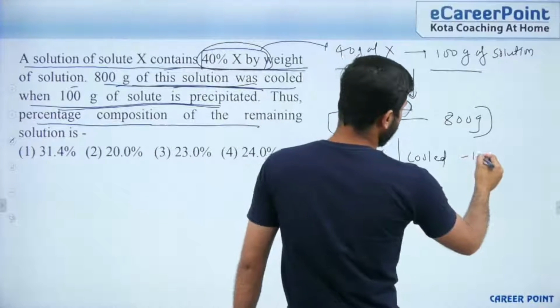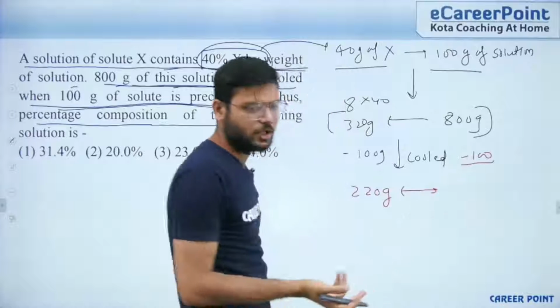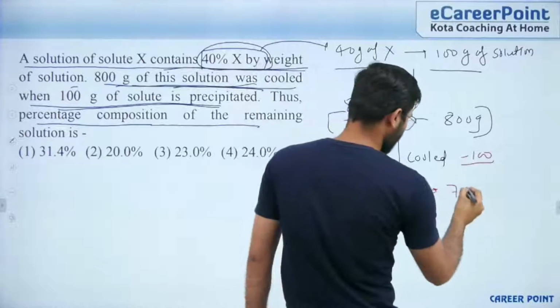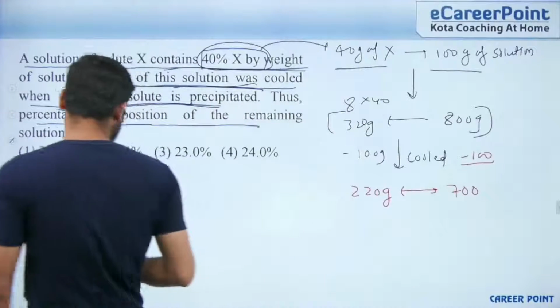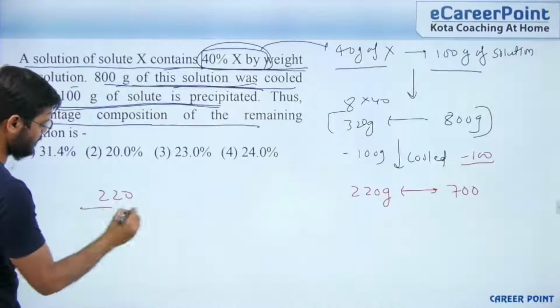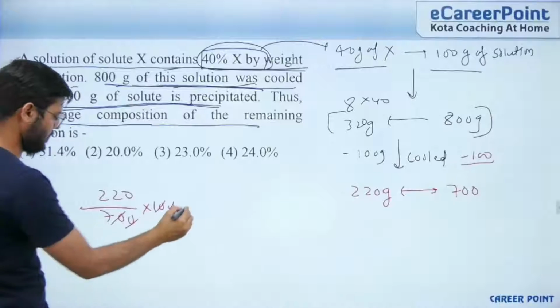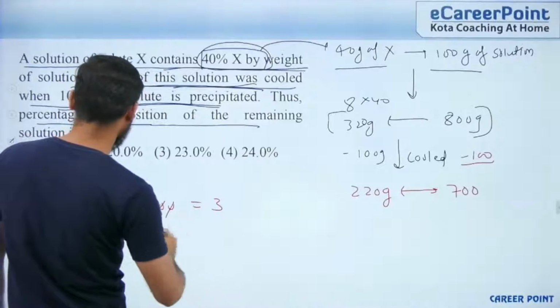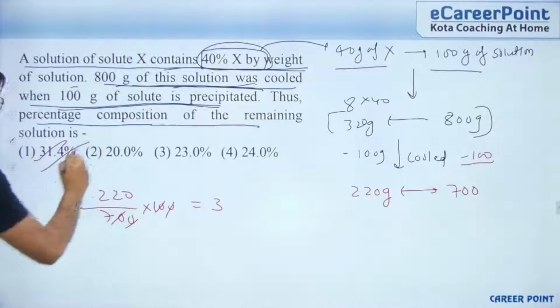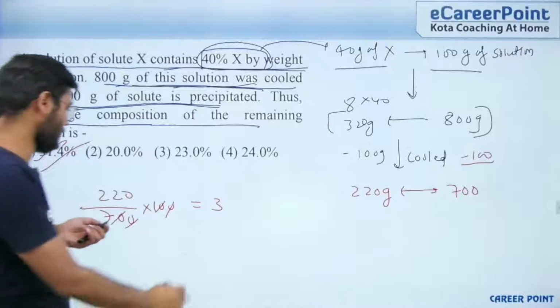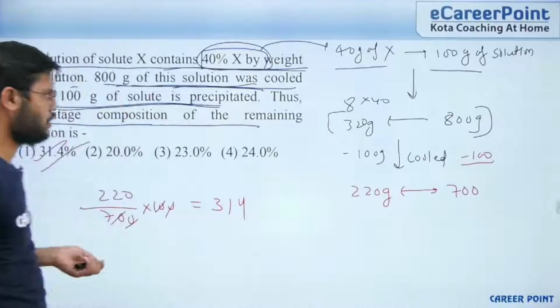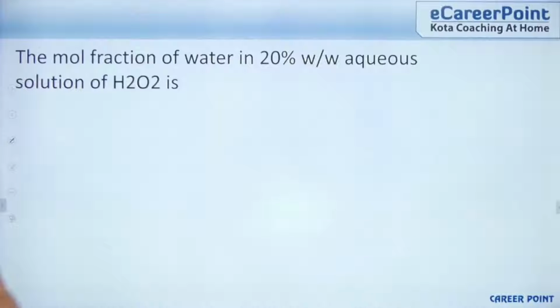And the total weight of the solution is also going to be reduced by 100, so 700. What is the percentage now? Percentage is 220 present in 700, into 100. So it will be something like 31.4%. Very good. So you can do it. Very conceptual question rather than based on numerical.